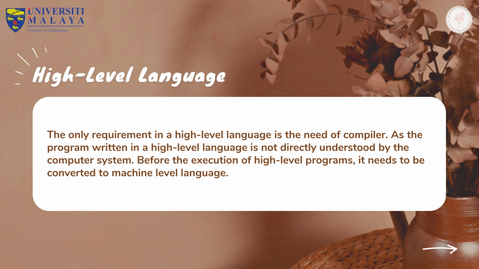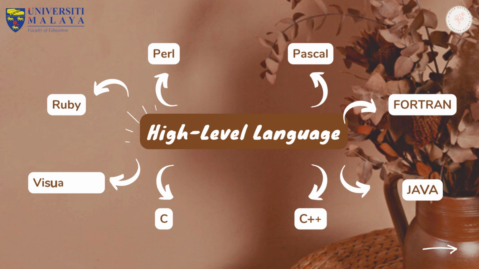The only requirement in a high-level language is the need of a compiler, as the program written in a high-level language is not directly understood by the computer system. Before the execution of high-level programs, it needs to be converted to machine-level language. Some examples of high-level language are C, C++, Java, Fortran, Pascal, Perl, Ruby, Visual Basic.